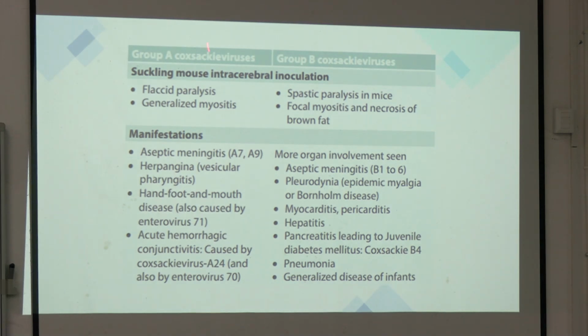If you see the difference between the 2 groups, Coxsackie A will produce aseptic meningitis, herp angina, HFMD and acute hemorrhagic conjunctivitis. If you see type B, it doesn't produce HFMD. What does it produce? Aseptic meningitis, which is common, and then you have pleurodynia and myocarditis, pericarditis. Okay. So HFMD is caused mostly by Coxsackie type A. Remember that.